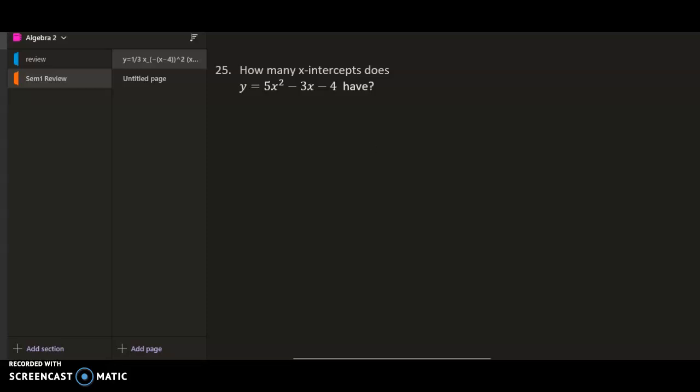So the question is, how many x-intercepts does y equals 5x squared minus 3x minus 4 have? So there are a couple of ways to figure this out, but the easiest way is probably to graph it on your graphing calculator.